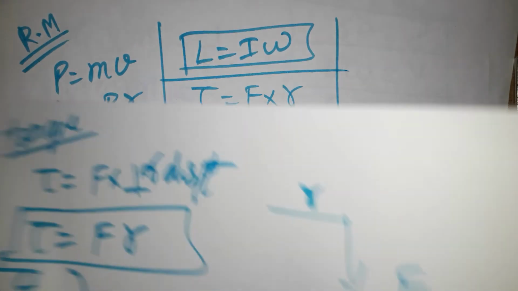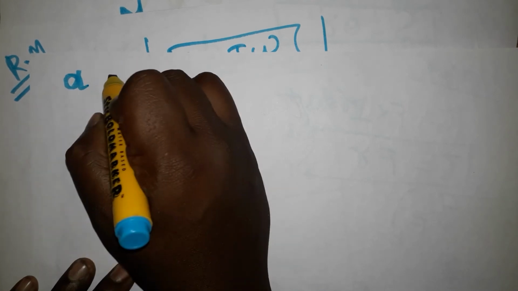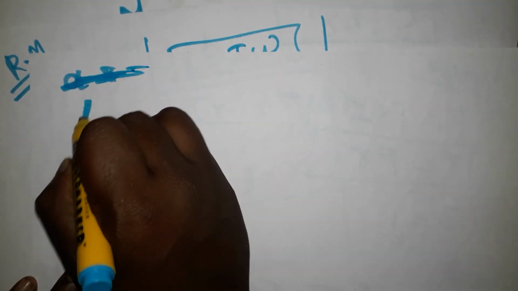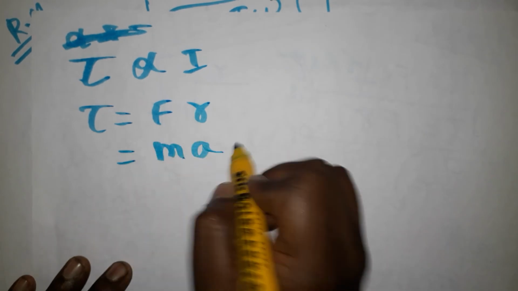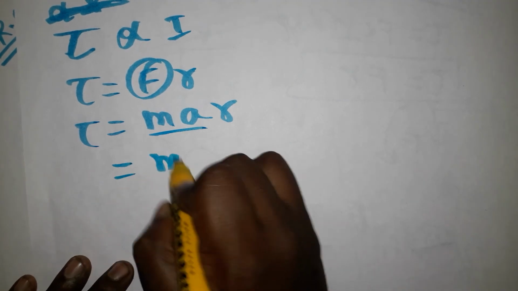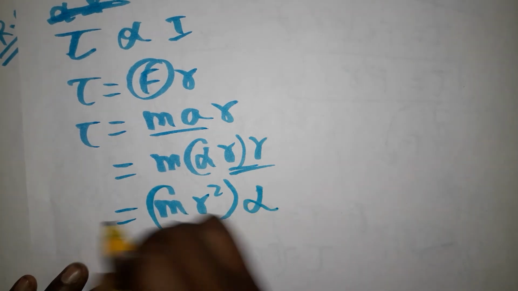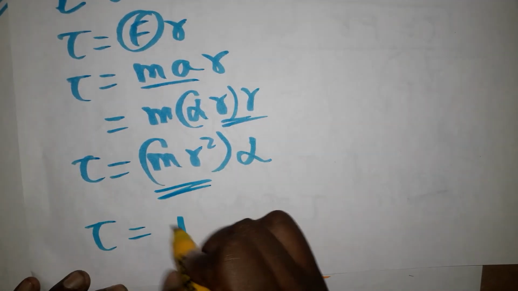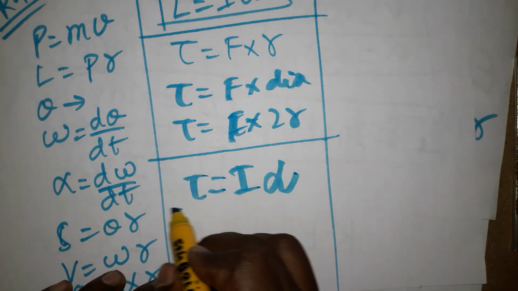The next equation, the relation between torque, alpha and inertia. Torque is equal to force into radius, F is equal to ma, and a is equal to alpha times r, so m alpha r into r. So mr square into alpha is going to be the torque. mr square is the inertia. Torque is equal to I alpha. The next formula we got: torque is equal to I alpha.